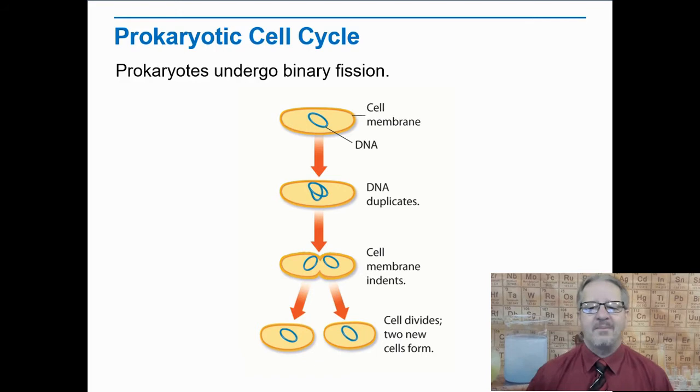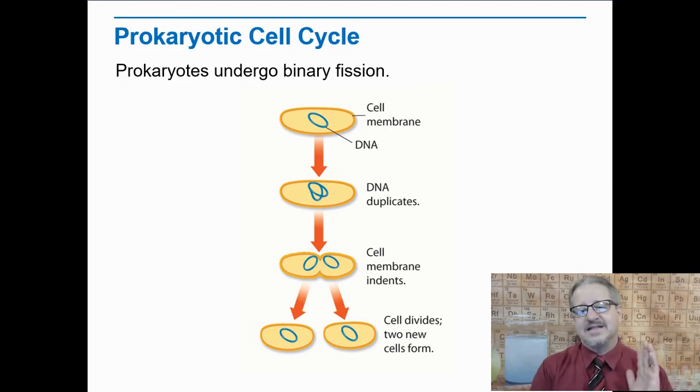So what do you think would happen if the cell membrane did not do that indentation piece and then pinch off? Well, the answer to that is pretty simple. It wouldn't form two new cells. It'd still only be one cell. However, the original cell would now have two complete copies of its DNA.